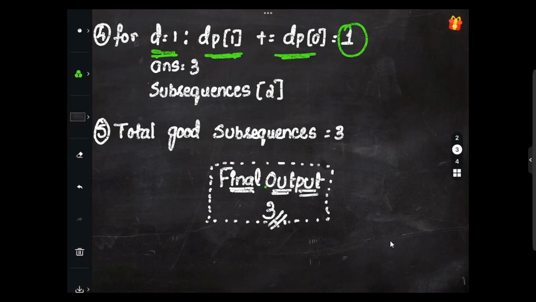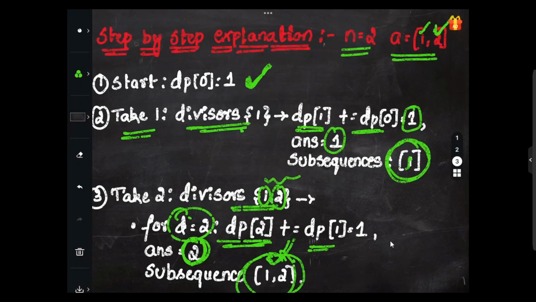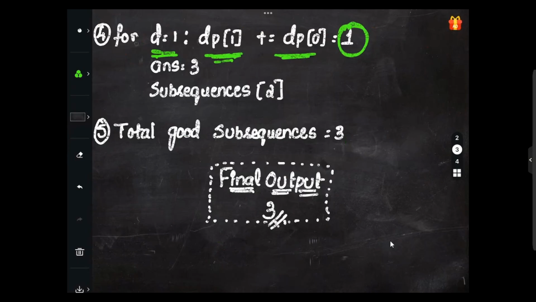So this will be dp of 1 equals dp of 1 plus dp of 0. Sorry, dp of 1 equals 1 plus 0, this will lead to 1. dp of 0 is 1, right? Sorry, dp of 0 equals 0 plus 1. Sorry, not 1, man. One second.